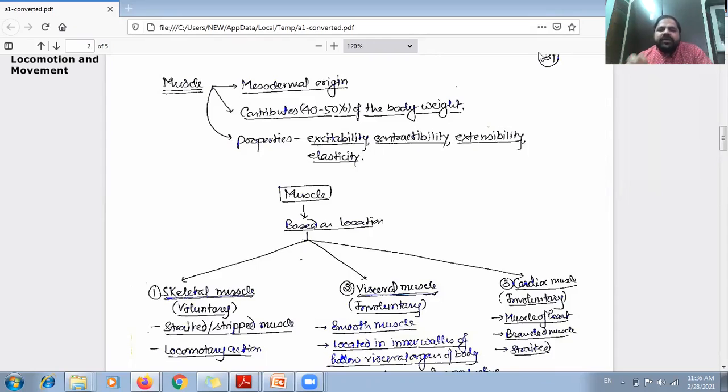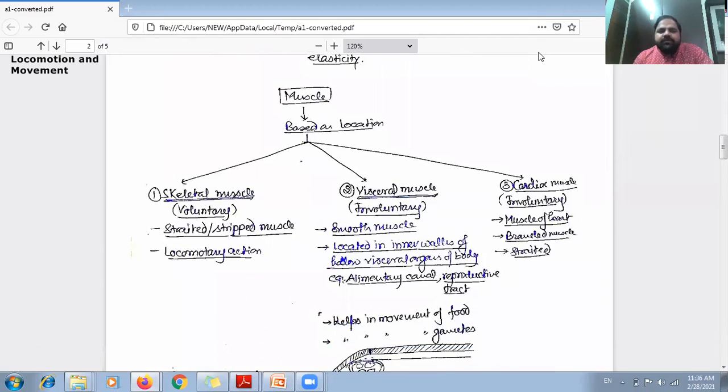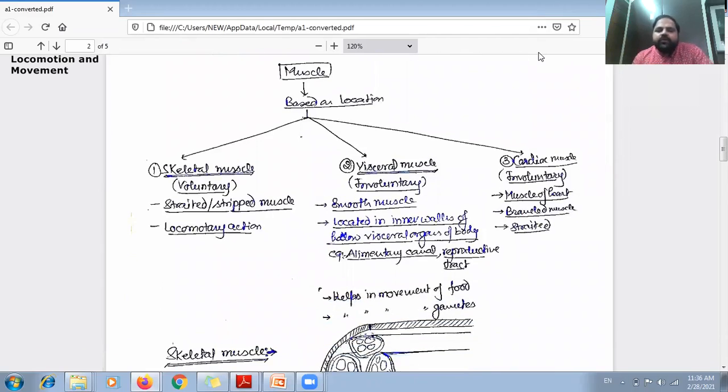So altogether it helps in the movement of the muscles, and on the basis of location, these muscles are classified into three categories. First one is called skeletal muscles, second is called visceral muscles, and third is called cardiac muscles. Out of these three, the skeletal muscles are voluntary muscles, and visceral and cardiac muscles are involuntary muscles. So first we'll see the characteristics of these skeletal muscles.